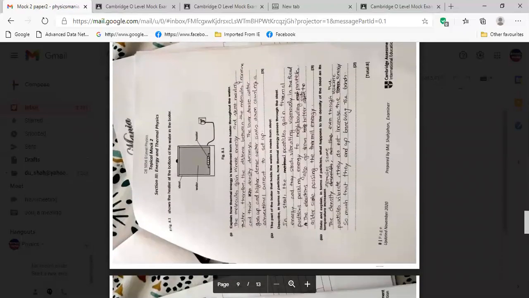Okay, now this one. Explain how thermal energy is transferred from the heater throughout the water. The molecules gain kinetic energy and start moving faster. So you are saying molecules gain kinetic energy of what? Heater or water? Which one? It's the heater.